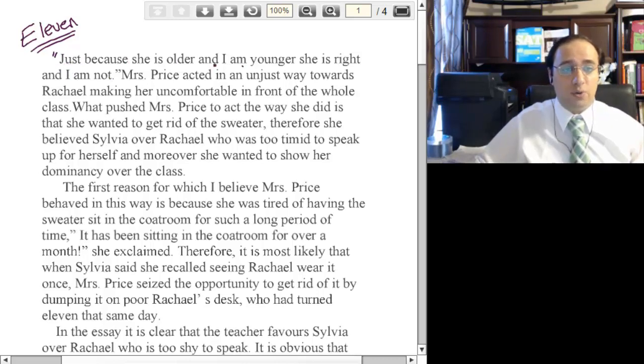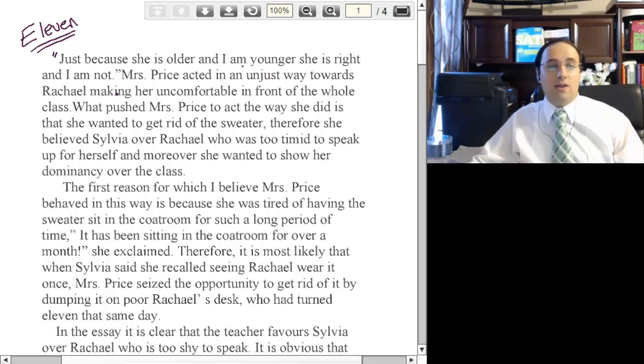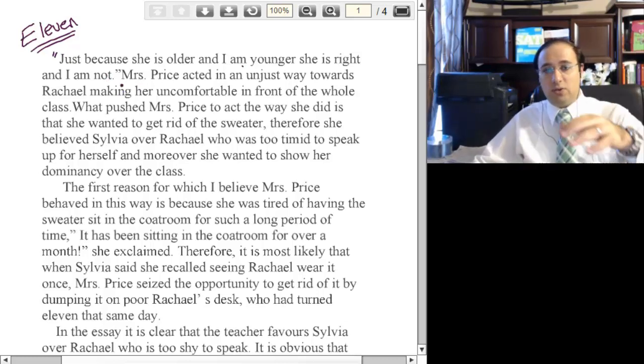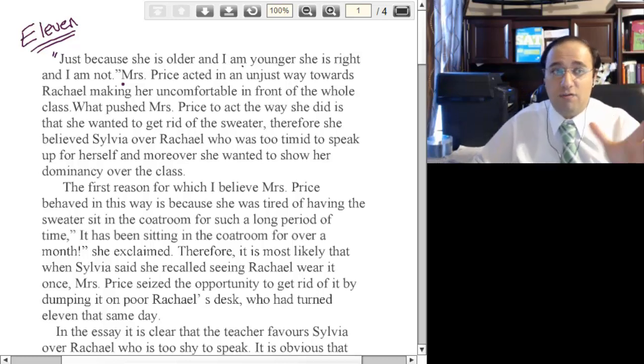Just because she is older and I am younger, she is right and I am not, Rachel said. Or, Rachel, the girl who just turned 11, said, just because she is older and I am younger, she is right and I am not. Or, in the following sentence, if you want to keep it this way, just tell me that Rachel is the person who said the sentence before, and maybe you can give me context of why she said this, okay? Or how this has to do with what you're going to talk about.